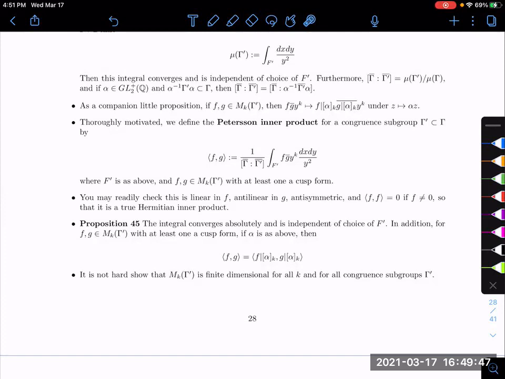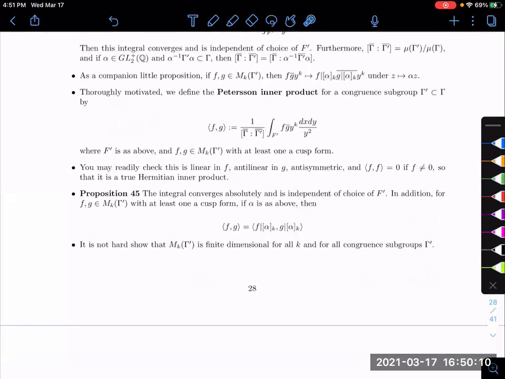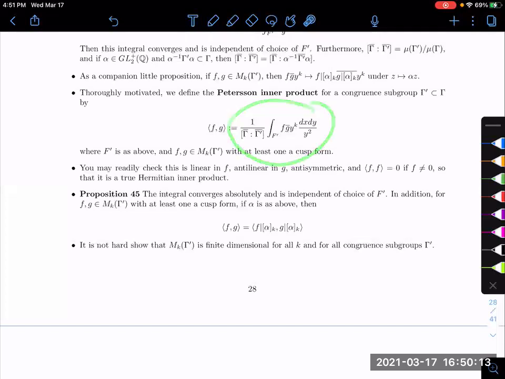Okay, and because of all the properties above, you can easily check this is linear in f and antilinear in g. You can check that the inner product of f with itself is nonzero if f is nonzero. And so it's a Hermitian inner product. I mean, it's actually an inner product, which is pretty wild. I mean, we're starting to get into the realm of functional analysis here now. And then you just have to check, is this integral well behaved? And it turns out it is. The integral converges absolutely. And it's also independent of the choice of fundamental domain. That's this proposition 45 here.